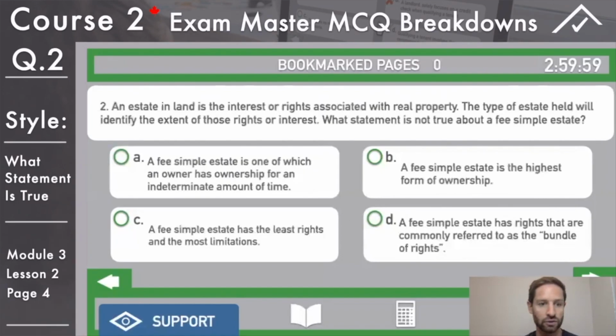Okay, on to 2, top left, deep breath, and you'll notice along the left-hand side, it shows the type of question and where it's roughly located in the material, if you need to go brush up on it. Okay, 2. An estate in land is the interest or rights associated with real property. The type of estate held will identify the extent of those rights or interest. What statement is not true about a fee simple estate? Okay, and if you're using my fundamentals on "not" questions, although we're seeing less of them, it depends.